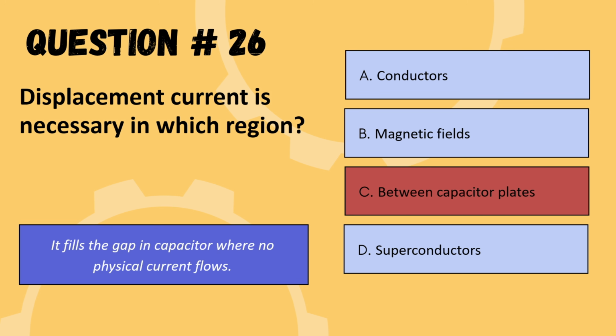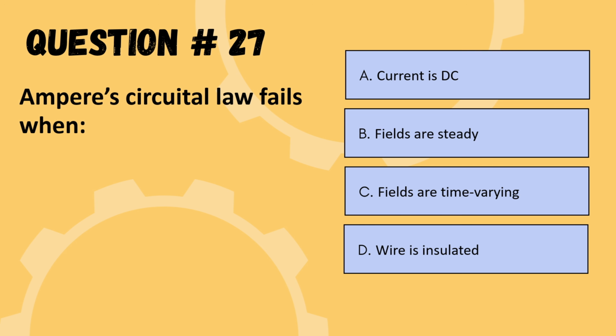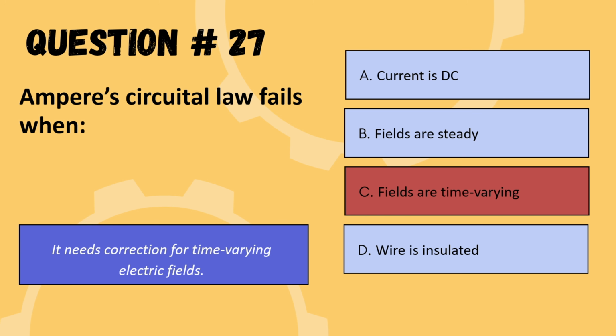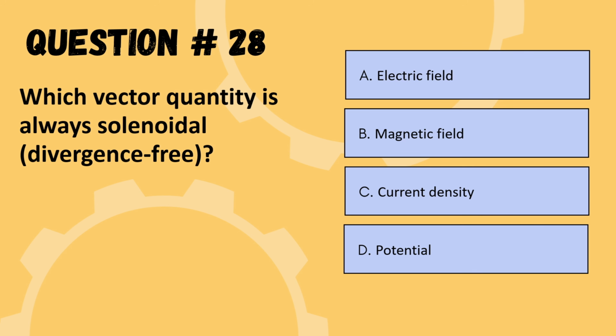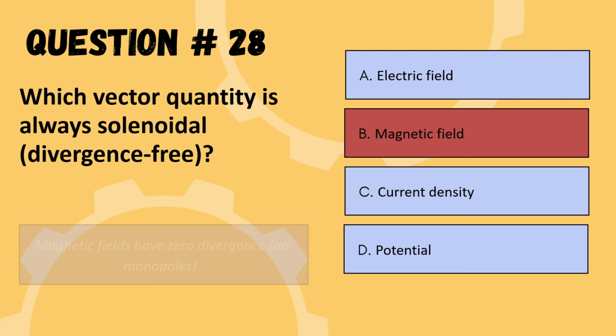So we are moving to the next question. Next question is, Ampere circuit law fails when? Options are current is DC, fields are steady, fields are time varying, or wire is insulated. So the correct option is option C, fields are time varying. So we are moving to the next question. Next question is, which vector quantity is always solenoidal or divergence free? So the options are electric field, magnetic field, current density, or potential. So the correct option is option B, magnetic field.